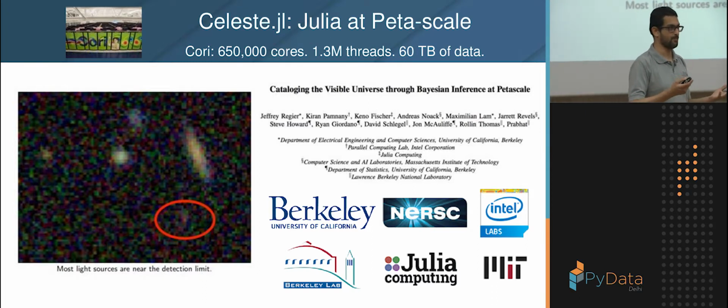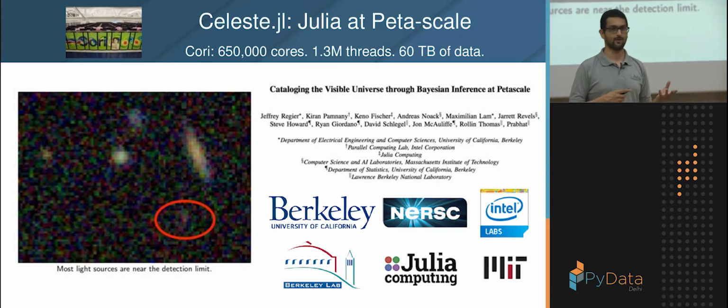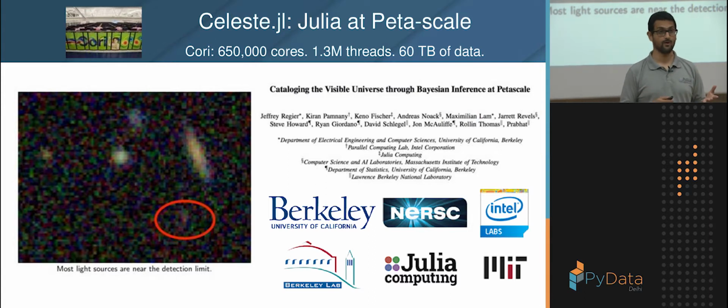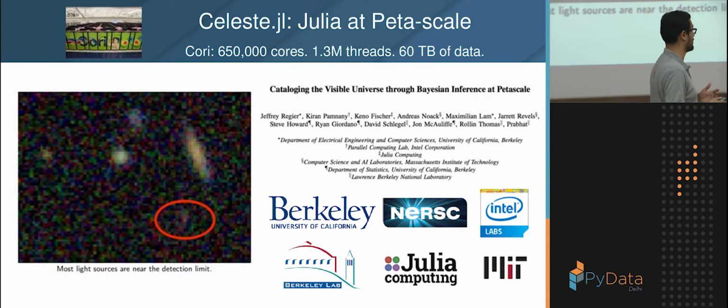And so it's a vision problem. It turns out that a specific machine learning algorithm had to be created in order to process that data set. We processed this on 650,000 cores on the world's fifth largest supercomputer. It's called Cori. It's at Lawrence Berkeley National Laboratory.